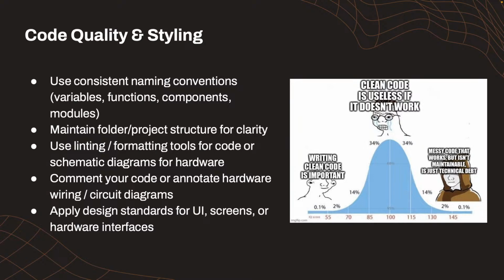Another thing when you're making the code is to try to follow consistent naming conventions. So things like variables, functions, components, modules. Depending on what language you use, you can use snake case or camel case, up to you, but try to just be consistent with that. And also try to have a clear folder and project structure. So ideally you don't want to have one giant JavaScript file for your code. That's not going to be ideal. So you want to have separate folders, separate files, and try to make it a modular setup.